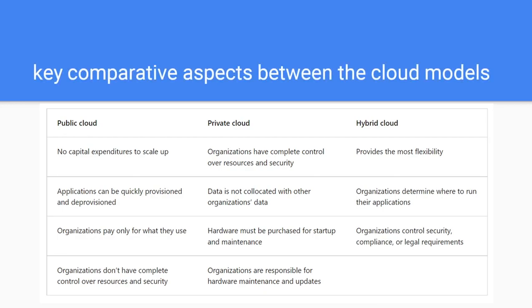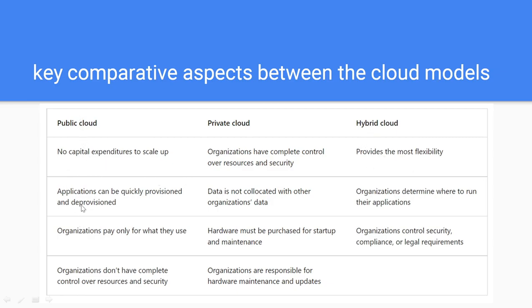So here are the key comparative aspects between the cloud models. For the public cloud, no capital expenditure to scale up. For the private cloud, organizations have complete control over resources and security. For the hybrid cloud, provides the most flexibility.